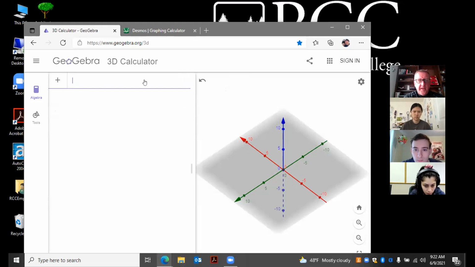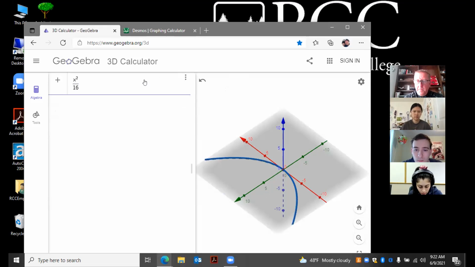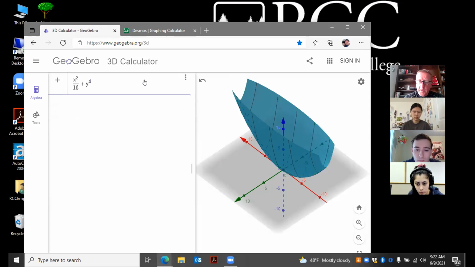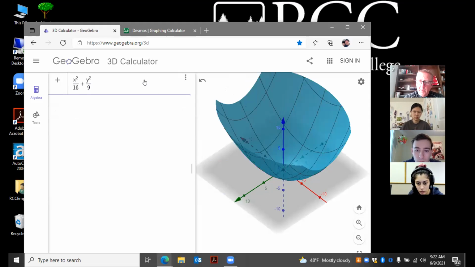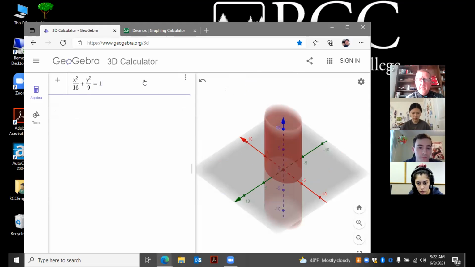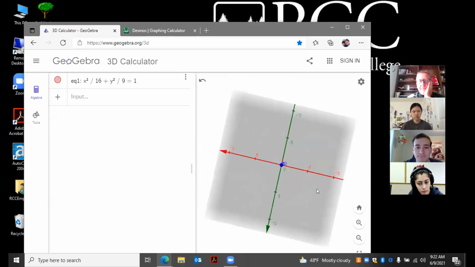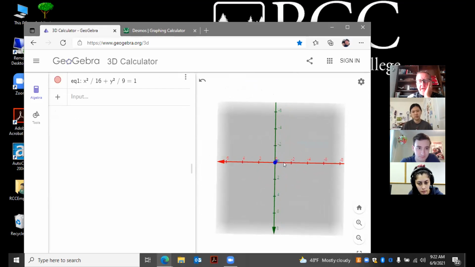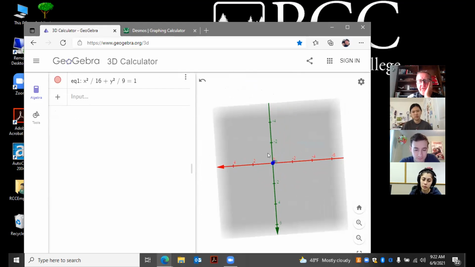So let's graph x squared divided by 16 plus y squared divided by 9 equals 1. Are you surprised by what you see there? You have to go back in your memory to know that's an ellipse.